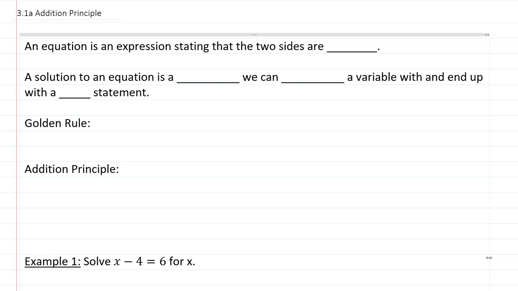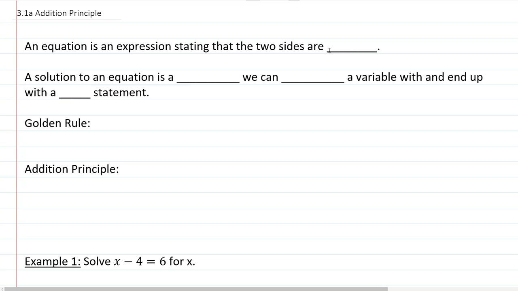3.1a, the addition principle. In this lecture, we're going to go through the basics of algebraic equations and what it means to have a solution to an equation. So, to start off with, the definition of an equation is an expression stating that two sides are equal. That's all it means. So, an equation might be x equals 3. This means that x is equal to the quantity 3.